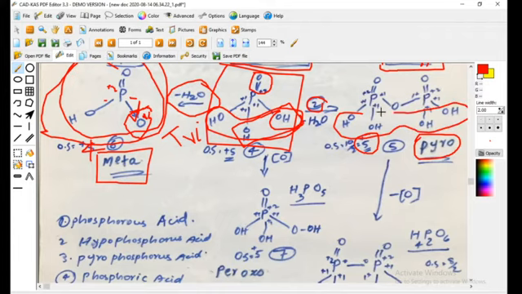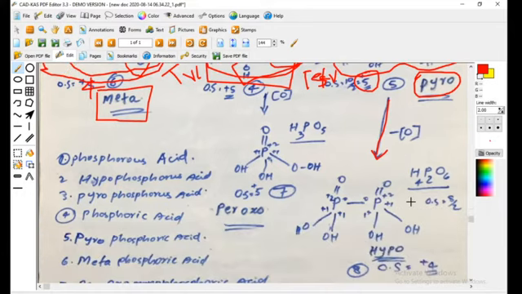4 OH bonds are there, so it is tetrabasic. Here it is tri, here it is only mono, here tetra, tetrabasic. 4 OH groups are there. So another 2 acids are derived from this pyro. We can derive it by removing 1 oxygen atom. This oxygen atom is removed, and there will be a direct phosphorus-phosphorus bond.